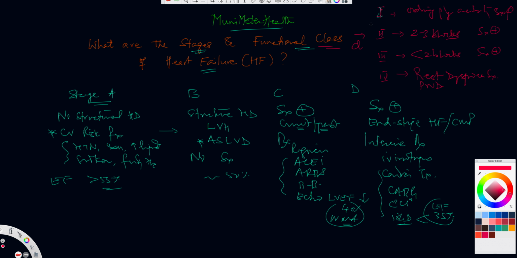So obviously, if you were to look at the functional classification, that goes by the New York Heart Association dyspnea classification. So this is the New York Heart Association dyspnea classification, which defines the functional class, and the stages are defined here. A, B, and D here. As I said, these are the stages. So in a nutshell, you've learned how you classify by stage, and how you classify by functional class, the various heart failures.